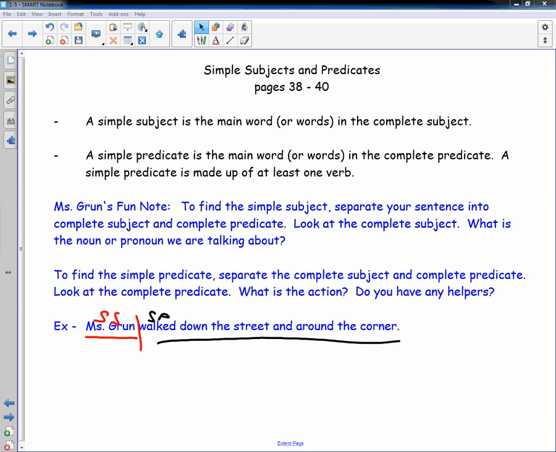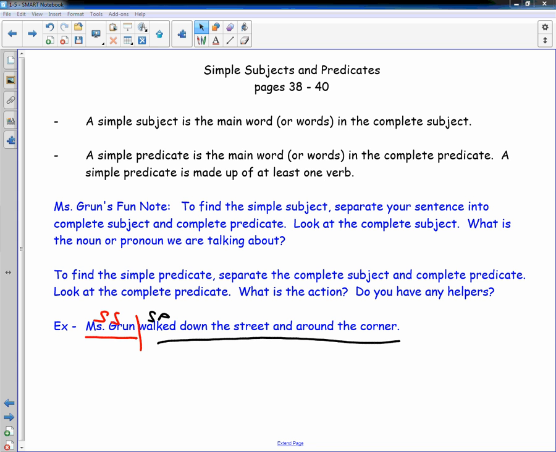This lesson is from the 6th grade Houghton Mifflin English book, and it is on simple subjects and predicates. It coordinates with pages 38 to 40 in the student textbook. A simple subject is the main word or words in the complete subject. A simple predicate is the main word or words in the complete predicate. A simple predicate is made up of at least one verb.